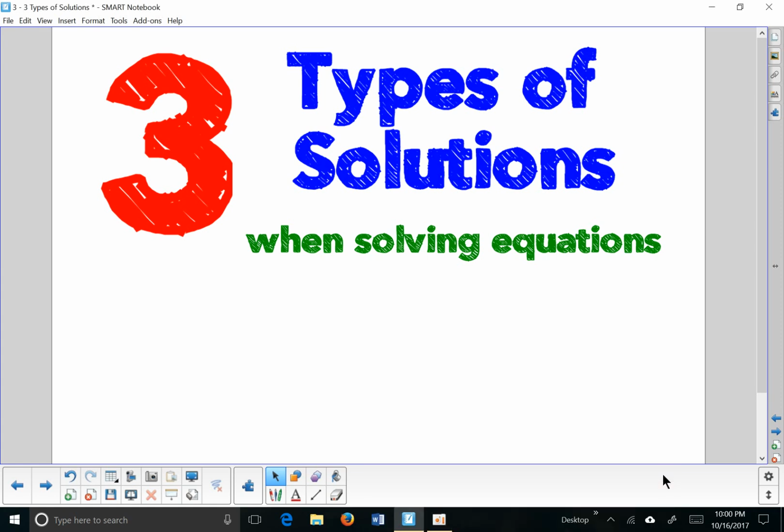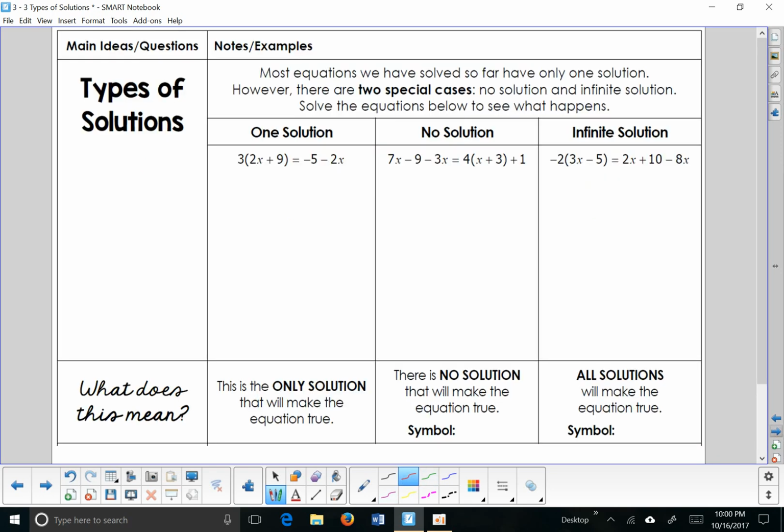In this tutorial, we're going to learn about the three types of solutions you can have when solving equations with single variables. So if you have your packet, you can follow along. If you don't, you can write these examples in your notes. There are three types of solutions that can occur after you finish simplifying your entire algebraic equation.